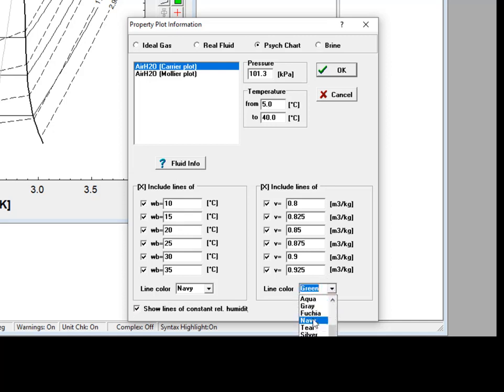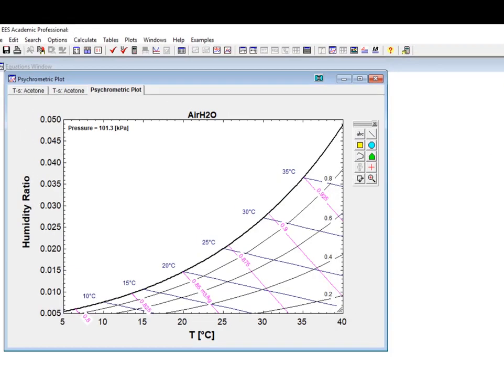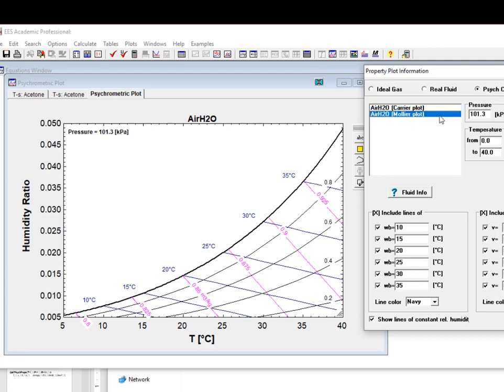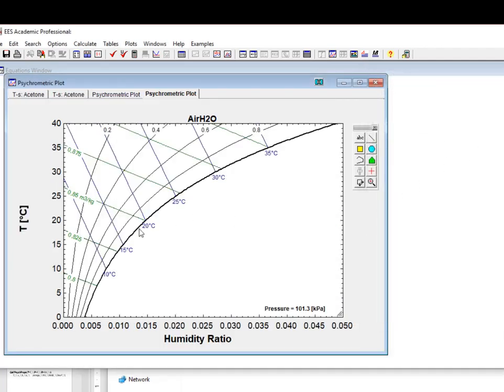adjusted as well. Note that the dialog provides a choice of two formats for the psychrometric chart. The Carrier type provides a plot with humidity ratio on the y-axis and dry bulb temperature on the x-axis. And you can see one of these here. These axes are interchanged in the Mollier plot as shown here.